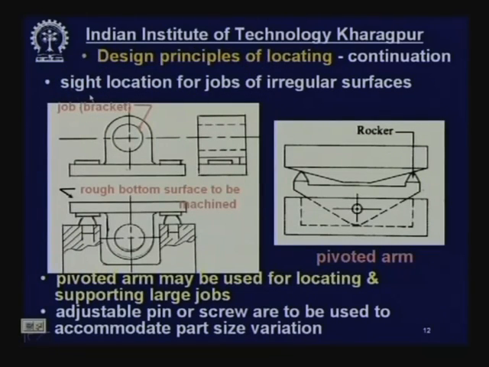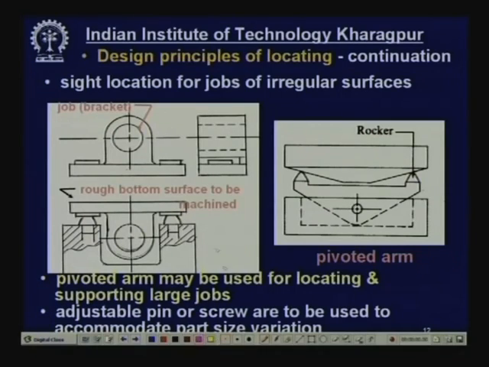Now, continuing, location for jobs with irregular surfaces. Now, here is a job, you see, a plumber block bracket. This has a flat base, and there is a projection where there is a hole through which a shaft passes. It may be like this, and if we draw it in 3D, it will be like this.